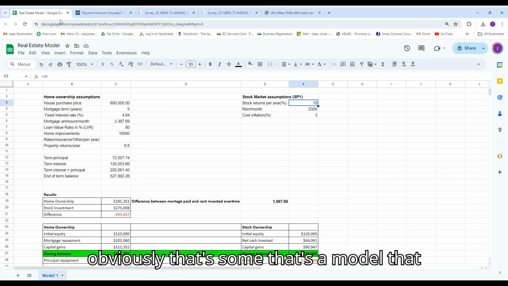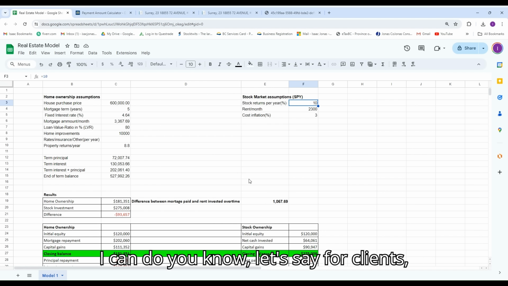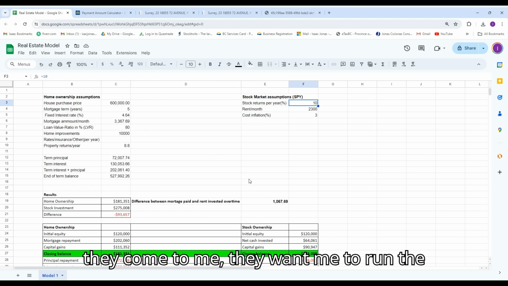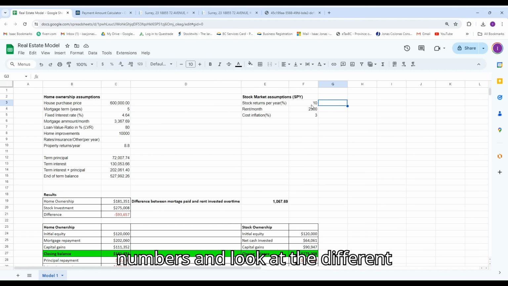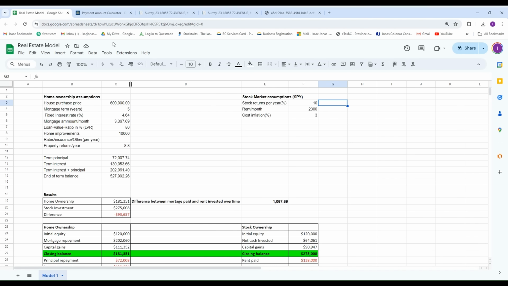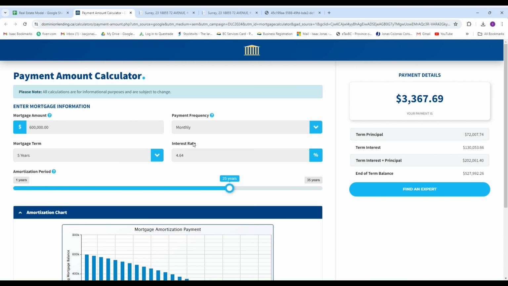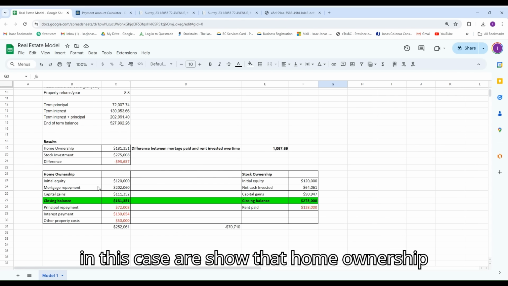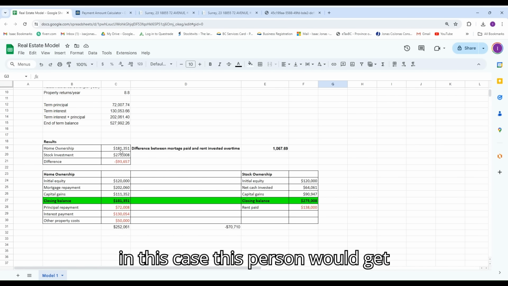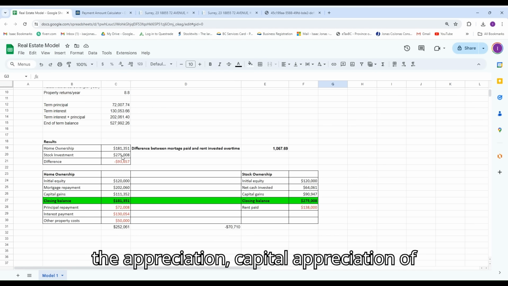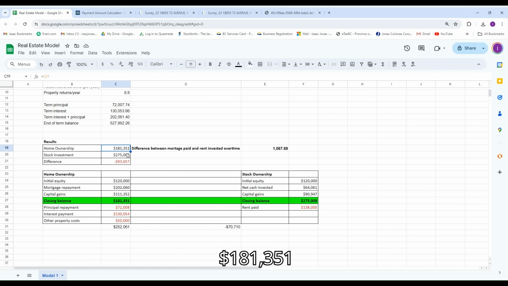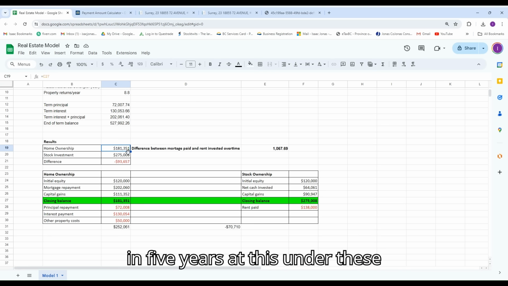Obviously that's a model that I can do for clients who come to me and want me to run the numbers and look at different scenarios. In this case, it's fixed interest. I'm just taking this estimate from this particular financier. And the results in this case show that for home ownership, this person would get a capital appreciation of 181,351 in 5 years under these conditions.